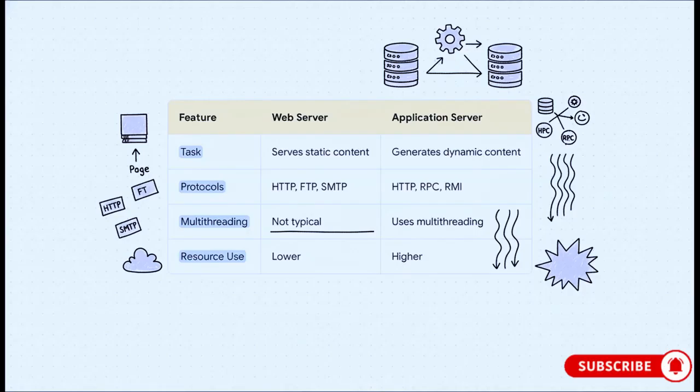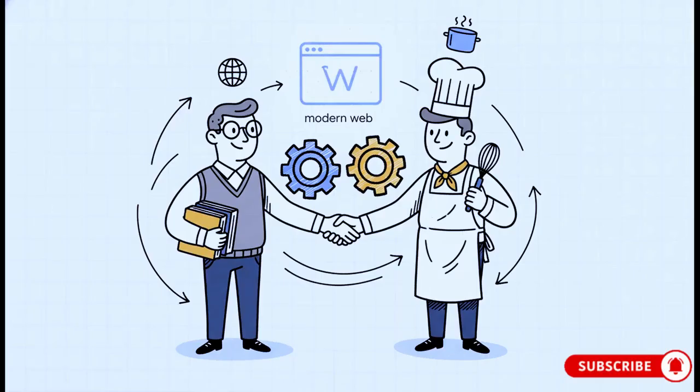An application server uses something called multi-threading, which is kind of like having a whole team of chefs in the kitchen at the same time, each one working on a different custom order. This is what lets it manage tons of complex interactions all at once, which is absolutely vital for any busy website. And honestly, that is the single most important takeaway here.